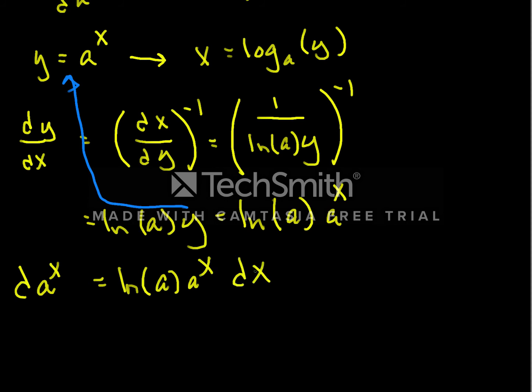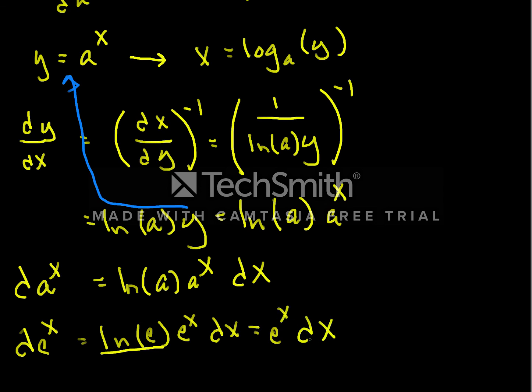And the most famous base, e, we can compute it. d of e to the x is equal to the natural log of e times e to the x dx. But the natural log of e is 1, and so it's simply e to the x dx. All right. That establishes our differential rules for logarithms and exponentials. In the next video, we'll run through a number of exercises in which we compute derivatives of logarithms, exponentials, and trigonometric functions.